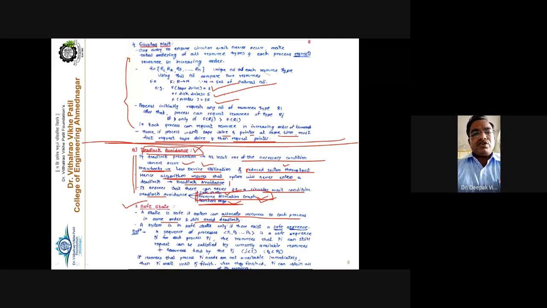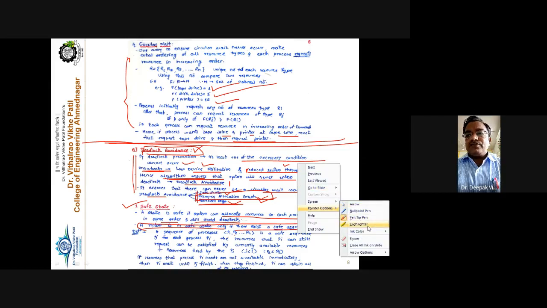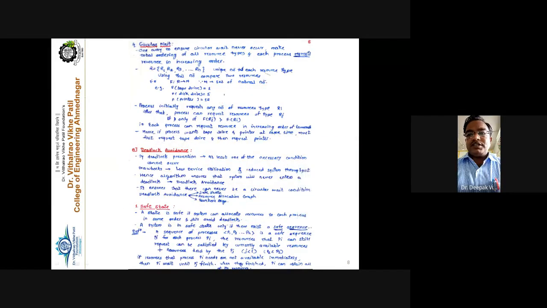The definition of the safe state is given like this: a sequence of processes P1, P2, dot dot dot up to Pn is a safe sequence. See here, a system is in a safe state only if there exists a safe sequence. It is an important statement, right? So learn this statement by heart: a system is in a safe state only if there exists a safe sequence.